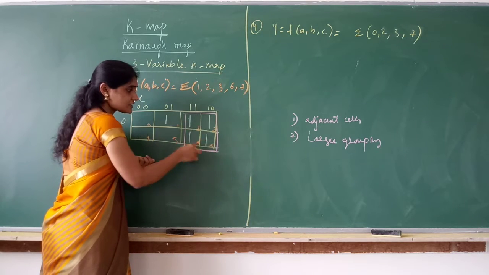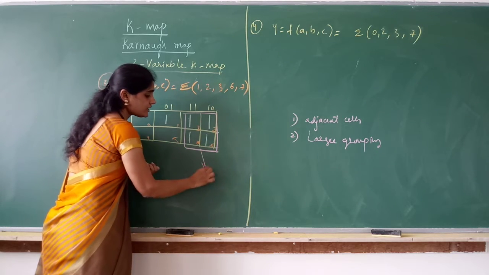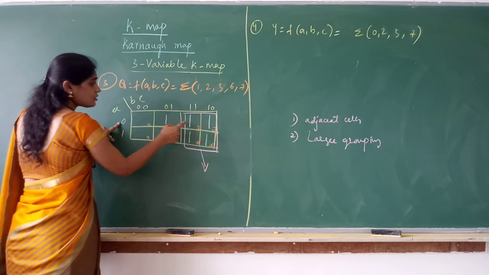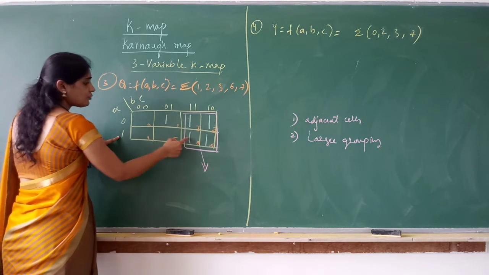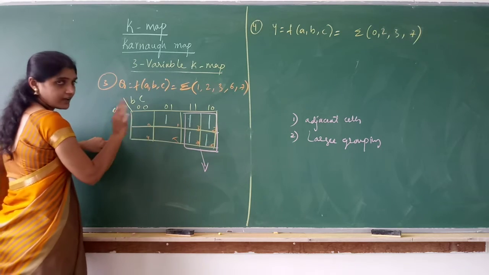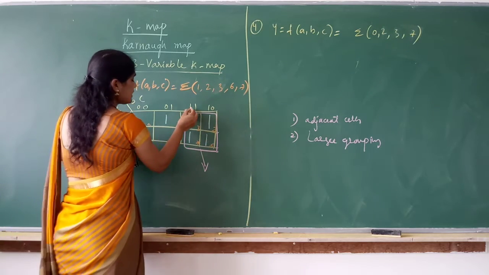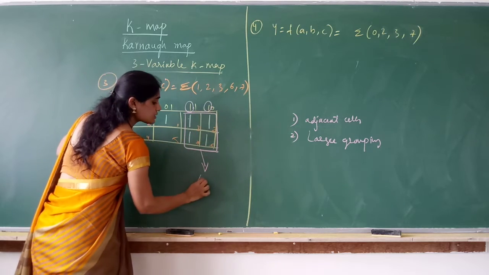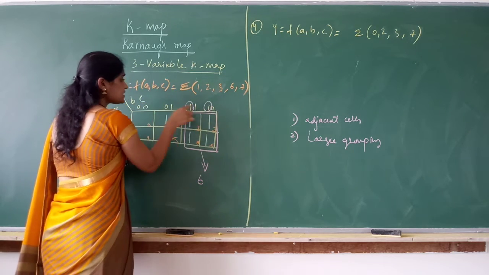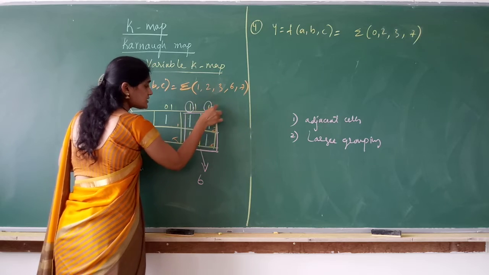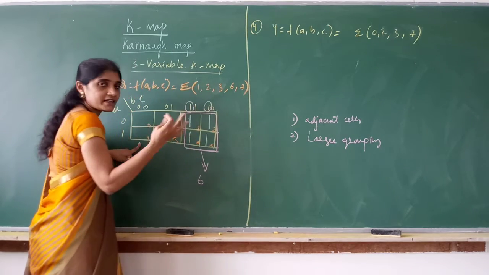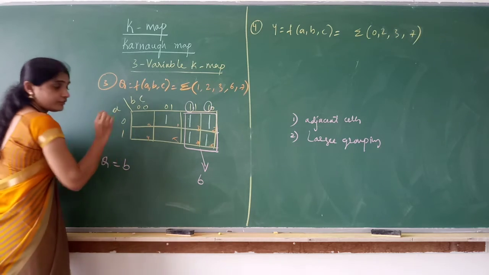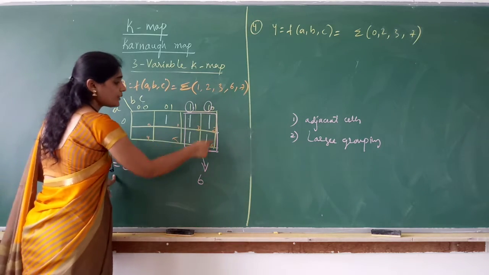These 4 are adjacent. So first I group these 4 and I write the equation for this. What is the equation for this? A is taking 0 for these 2. A is taking 1 for these 2. So cancel A. A will not come. Coming to B. B is taking 1 for all the 4 cells. So write B. And C is taking 1 here. C is taking 0 here. So cancel. I don't get C. So Q is equal to B. The first term I have got by grouping these 4 cells.